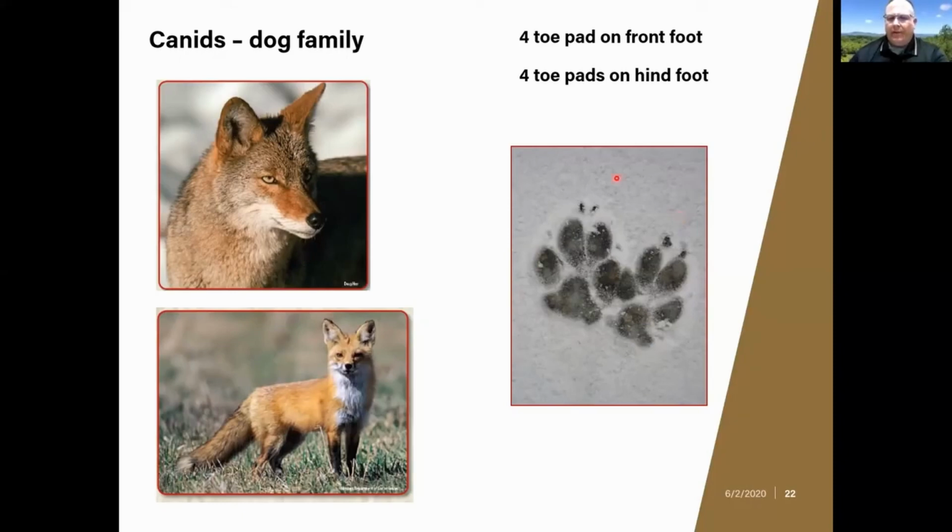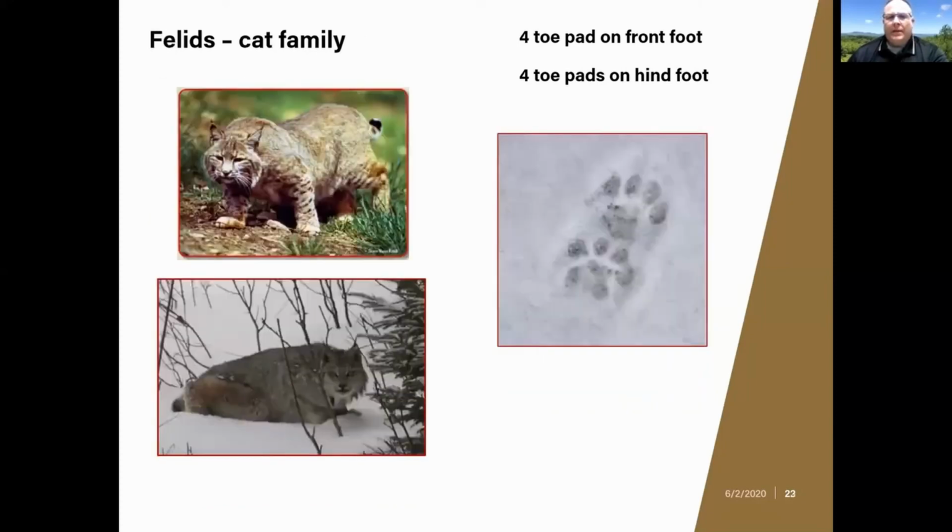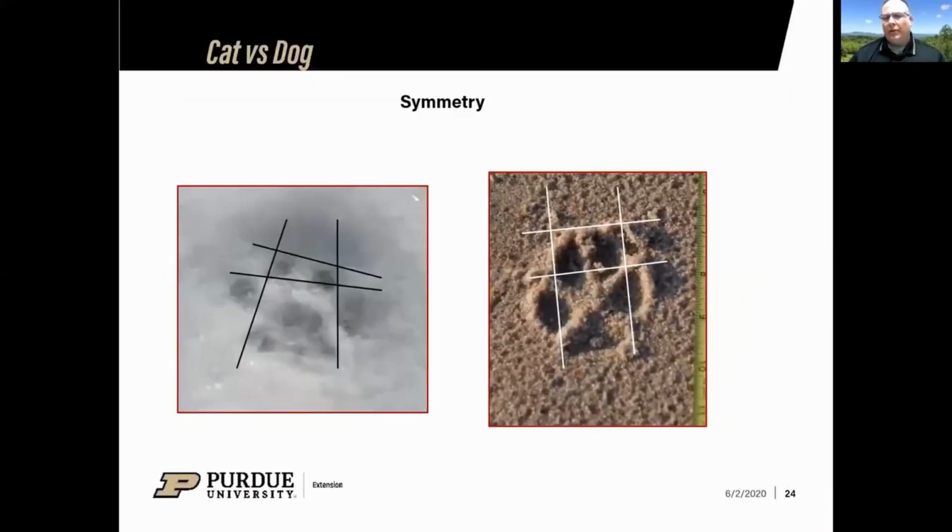And so, here we have clear toenails showing. That's not always the case in these animals, but they're digitigrade. They walk on their digits or their toes. And the dog family includes coyotes and red fox and gray fox and wolves and your domestic dog. And our felids are the cat family. Here I have the bobcat on the top, Canada lynx on the bottom. They again have 4 toe pads on the front foot, 4 toe pads on the hind foot showing. And sometimes they can be mistaken for the canids or mustelids, as we talked about earlier. But here's just a little more help to go through those 2 family groups.